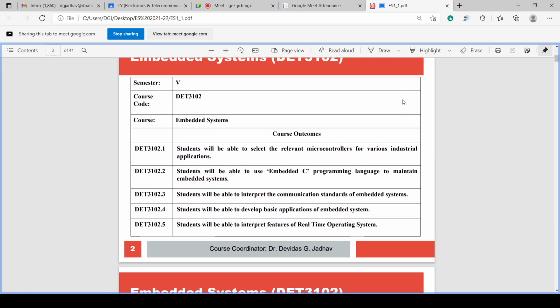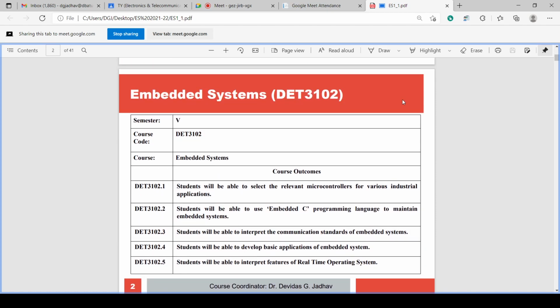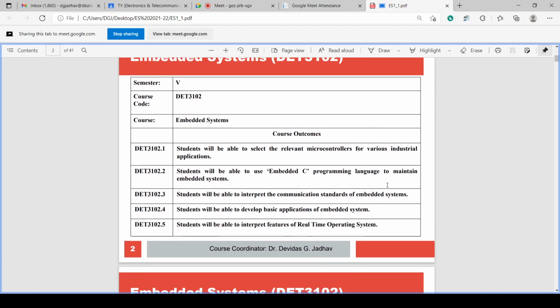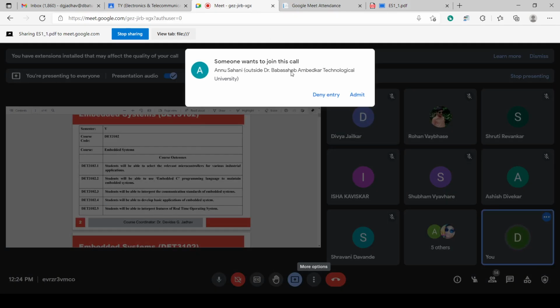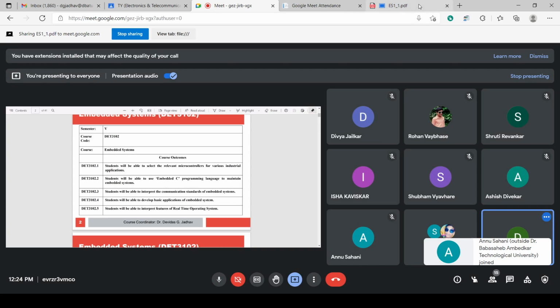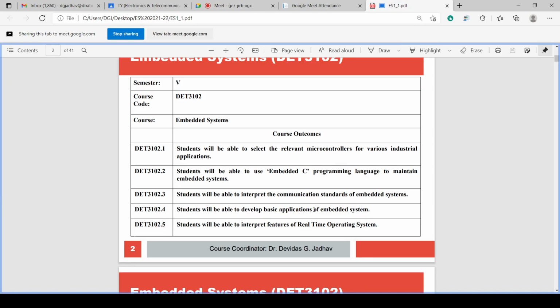So, Embedded System course outcomes. Students will be able to select the relevant microcontrollers for various industrial applications. Students will be able to use the embedded C programming language to maintain the embedded systems. Students will be able to interpret the communication standards for embedded systems. Students will be able to develop basic applications for the embedded systems. Students will be able to interpret features of real-time operating system.